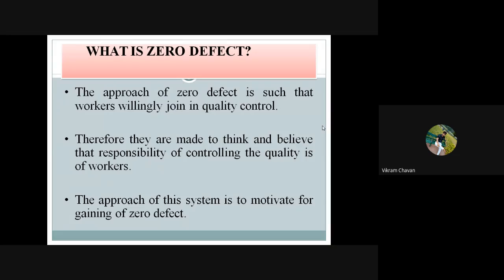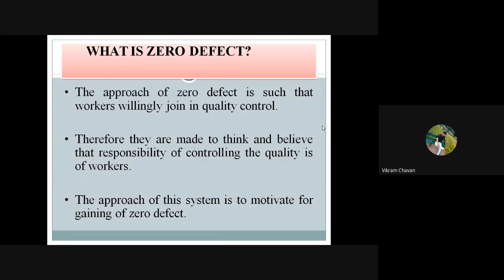The task of quality control or quality assurance will be performed by the quality department. But to produce that particular component with the desired quality is the responsibility of a worker, and this responsibility should be taken by the worker only. So the approach of zero defect is such that workers are willing to join in quality control. For that purpose motivation is required, and that motivation will be given by management. So they are made to think and believe that the responsibility of controlling quality is of the workers. The approach of this system is to motivate for gaining zero defect.